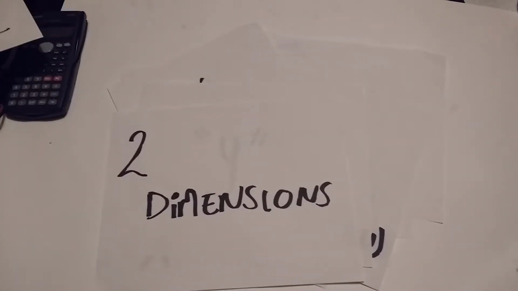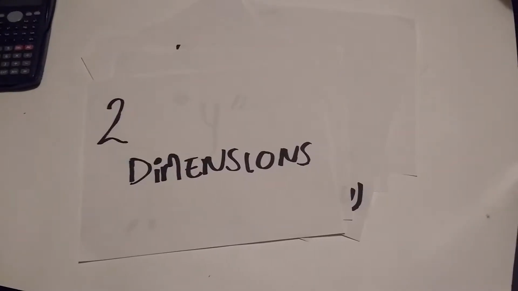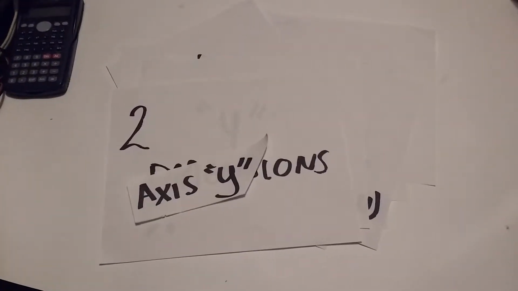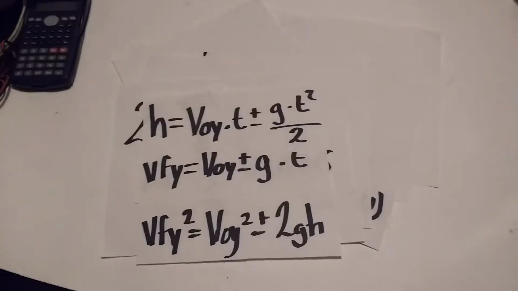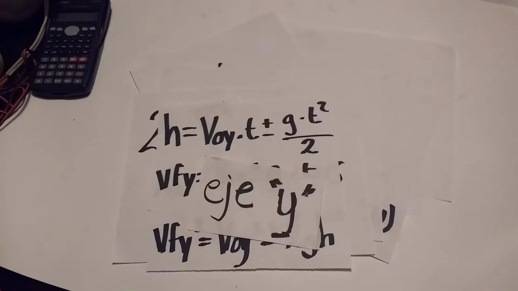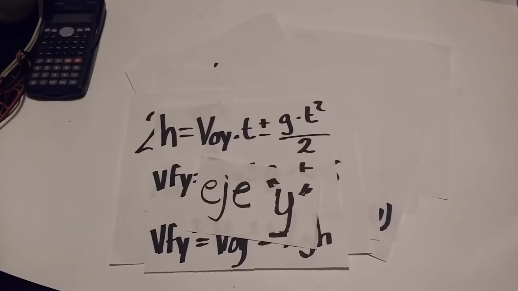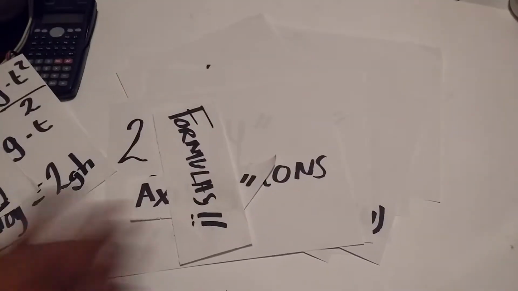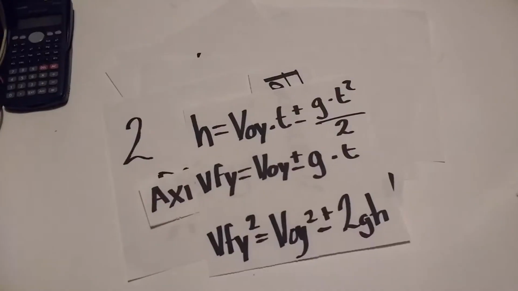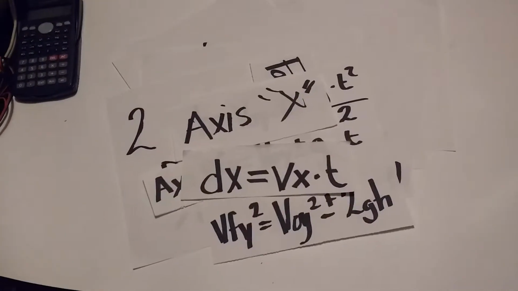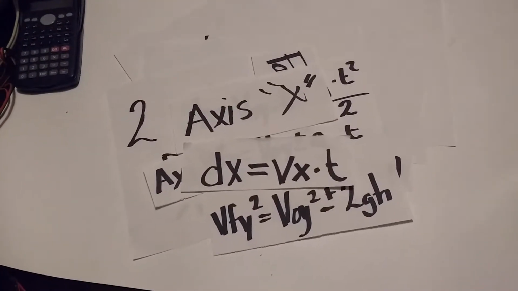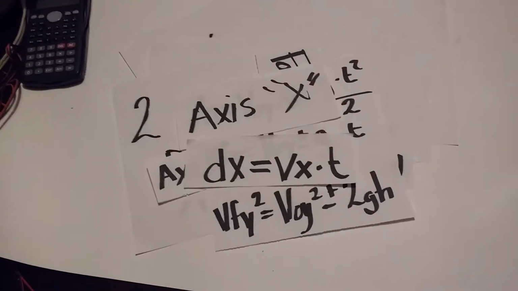One is the axis y, which has formulas like this, that maybe in a moment we're going to see each one. And the axis x, its formula is very simple. That is, the distance of x is equal to the initial velocity of x times the time.